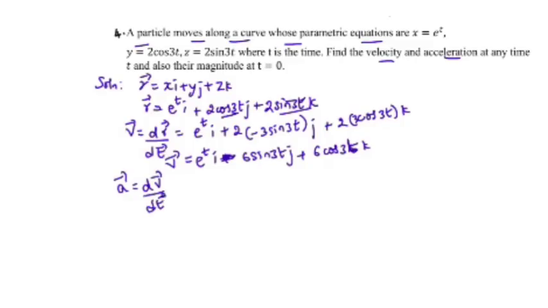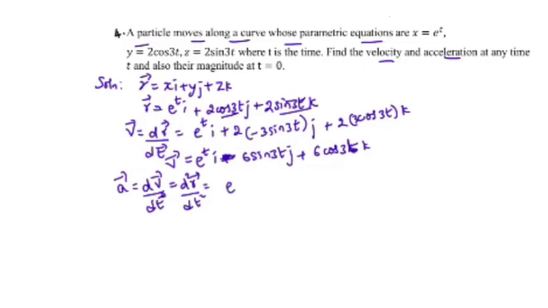We have to differentiate dv, or we can write d²r vector divided by dt². We have to do the double differentiation of the r vector. It is the same. Now we have to differentiate the v vector.